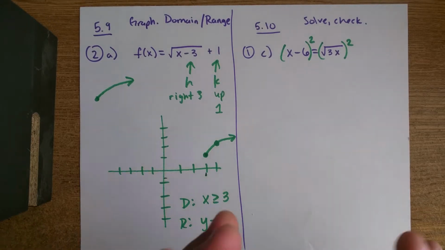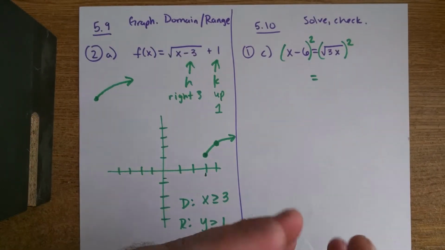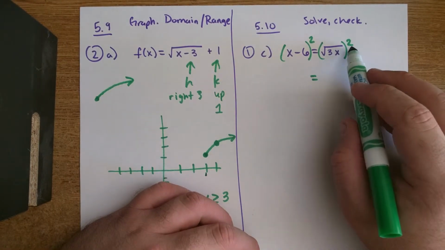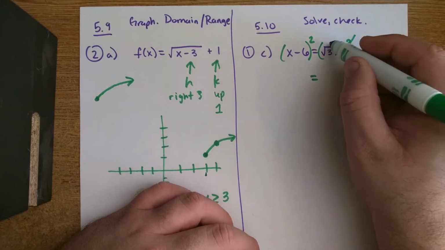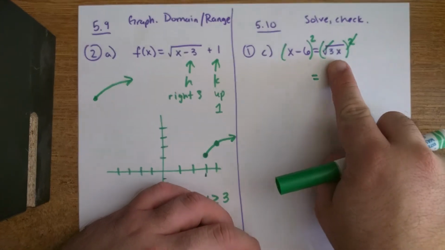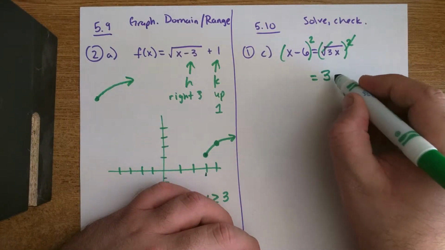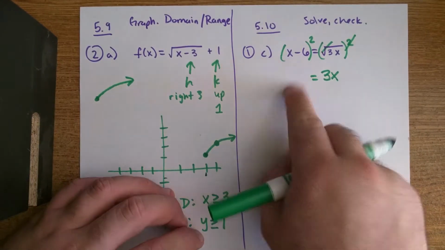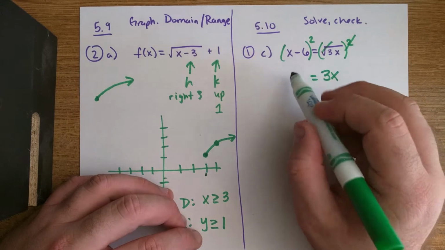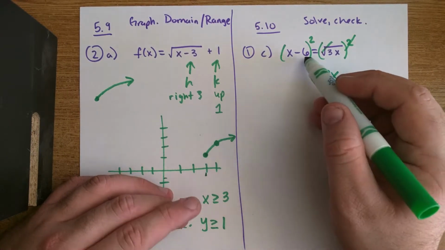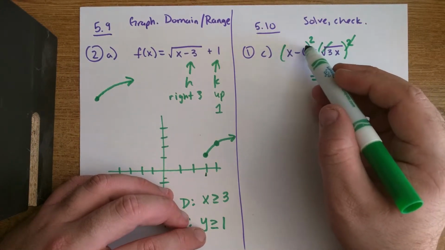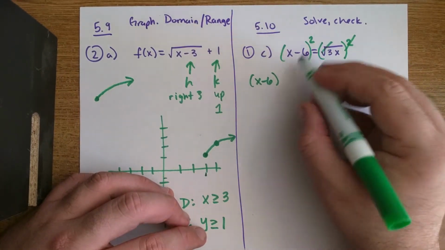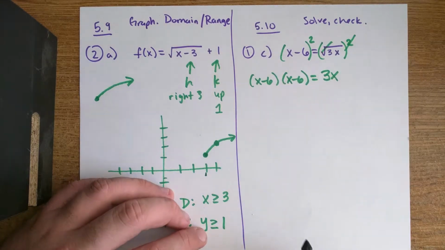So let's go ahead and see what happens to both sides. On the right-hand side, this is easy because the power of 2 and the square root cancel, leaving you with what's inside, which is 3x. On this side, a common mistake is people think that (x - 6) to the power 2 becomes something like x squared minus 36. They think you distribute the power. That is not what you do. What you do is you write (x - 6) squared twice, like that.